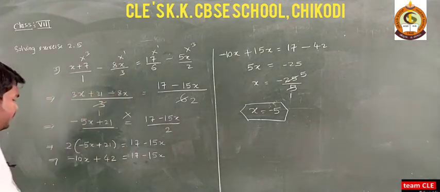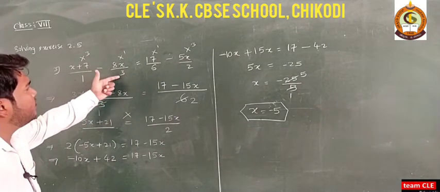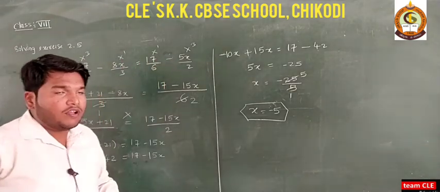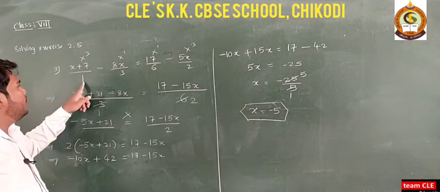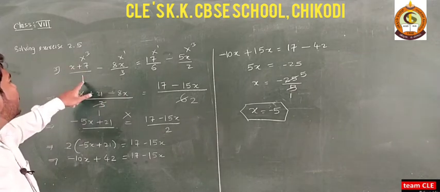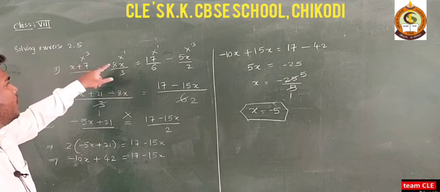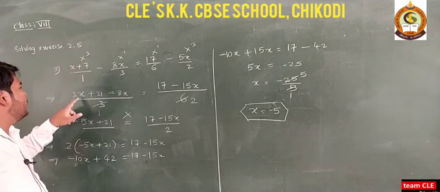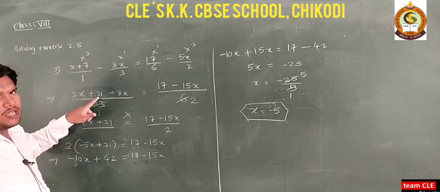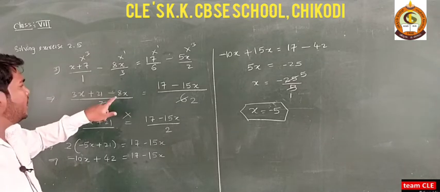Dear students, the first thing here is (x + 7)/1 minus 8x/3 is equal to 17/6 minus 5x/2. First step, we have to take the LCM. Between 1 and 3 the LCM is 3, then multiply 1 into 3 and this is 3 into 1. Now multiply numerator with numerator, so this is 3 into x is 3x, 3 into 7 is plus 21, because 3 sevens are 21, minus sign as it is, 8 ones are 8, that is 8x.